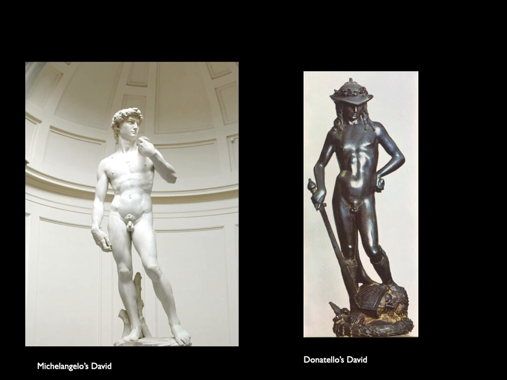But compare Michelangelo's High Renaissance David to Donatello's early Renaissance David, and here you can see the much more specific attention to the detail and the musculature, also the scale. Donatello's David was more or less life size, but Michelangelo's was massive in scale.